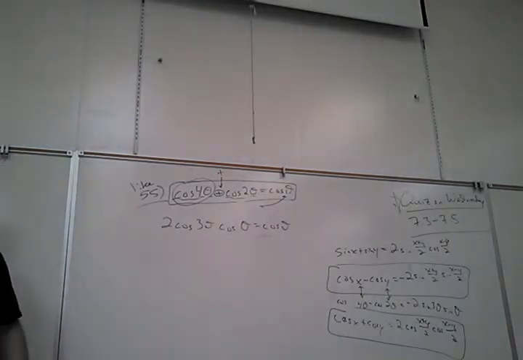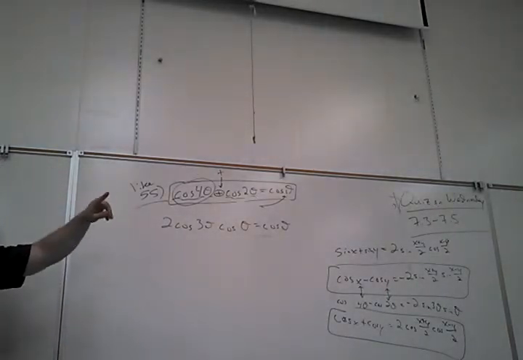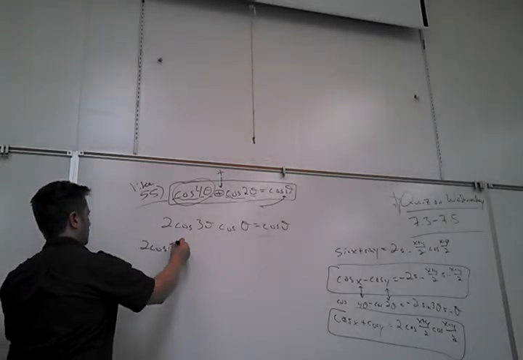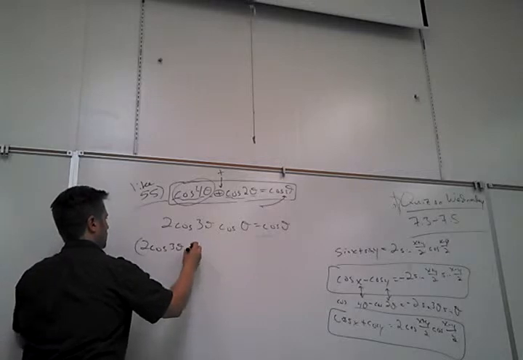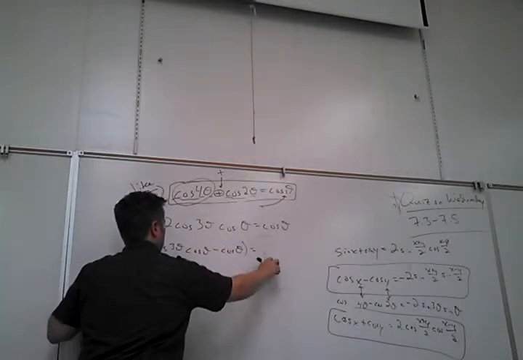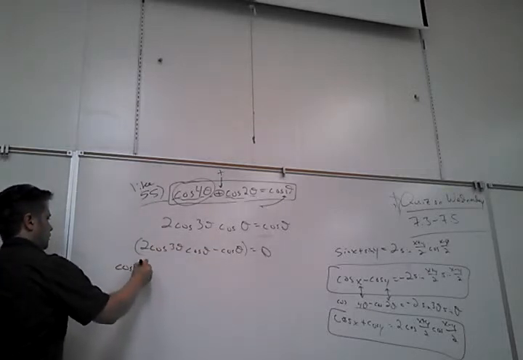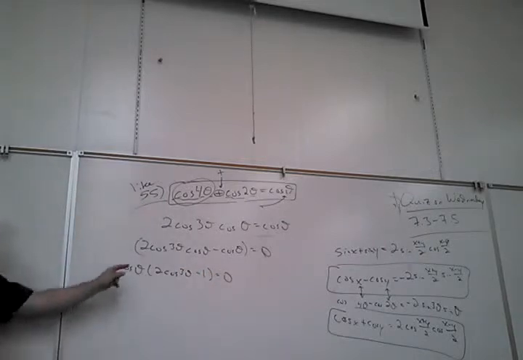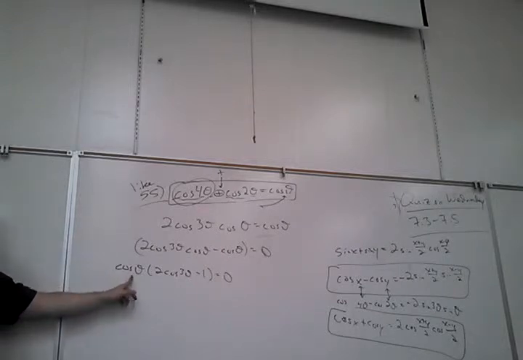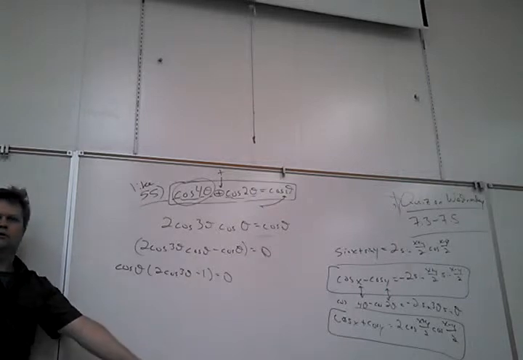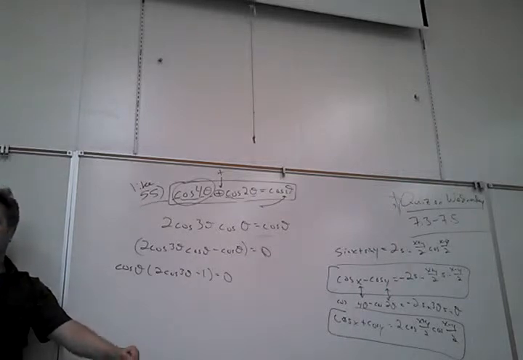So that looks a little better already because that'll at least factor when you subtract the cosine theta over. Well, let me go ahead and do this over. Take out a cosine theta. Now, why is that not that bad? This is almost done. Because now cosine theta equals 0, and you get answers from that. Or twice cosine 3 theta minus 1 equals 0. You get a bunch of answers from that.